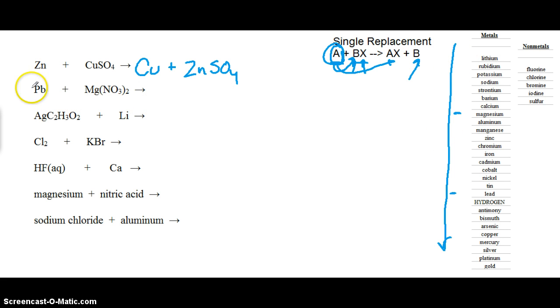So anyway, my question is, can lead replace magnesium? Well, if you notice, lead is below magnesium, and so therefore it cannot replace it.